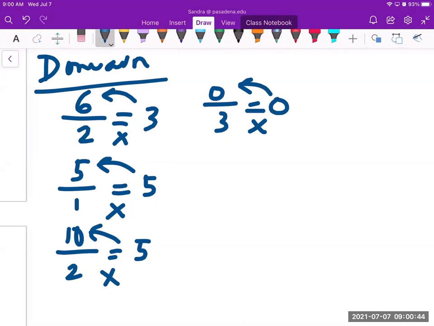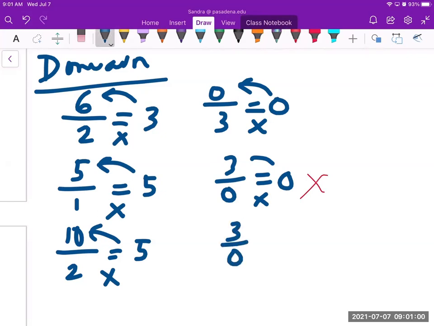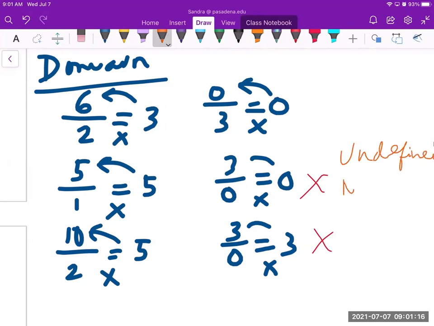The problem is if I reverse the order, what's 3 divided by 0? If you say 0, 0 times 0 gives me a 0. Wait, I have a 3, not a 0. So this is not right, yeah? This is wrong. What if I do 3 over 0 is equal to 3? Well, 0 times 3 is 0, not 3. So it doesn't work, okay? This is what we call undefined. Undefined, not possible.